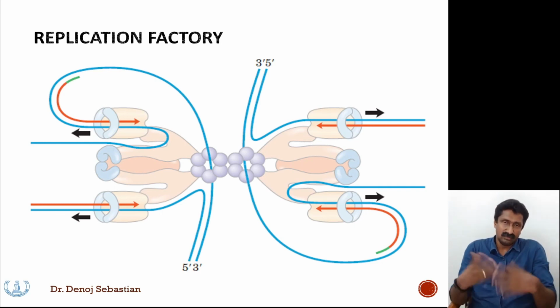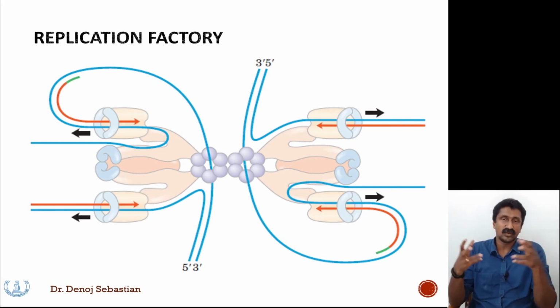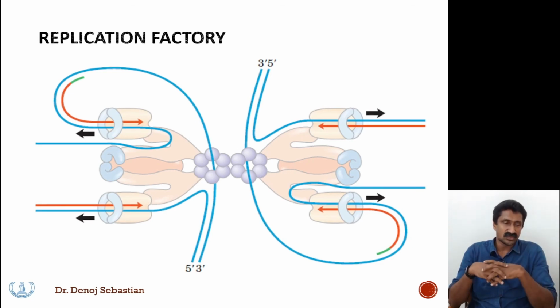So this is another concept, the replication factory, because the replication machinery is not moving around. In prokaryotic systems, it is said that it is actually membrane bound, and DNA molecules are passed through it. The DNA polymerase is actually a heavy molecule which is fixed with the membrane-bound molecule. The DNA will be attached and will be moving. So this is another representation of the replication factory concept, in which the polymerase is fixed and membrane bound, and both the strands will be copied by the replication factory.